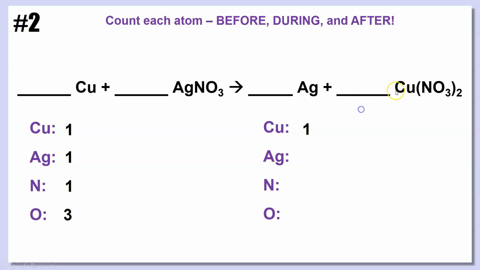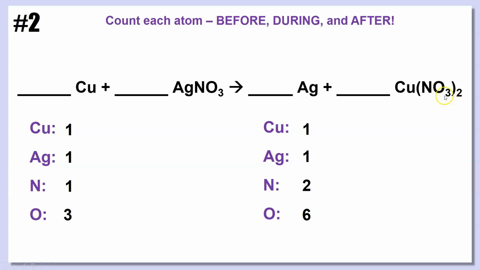On this side, I have 1 copper, 1 silver, but look, I have to distribute. There's 2 nitrates, so that means I have 2 nitrogens. If I distribute here, I have 6 oxygens. So I have a couple of things I have to fix this time. Personally, I like trying to leave the oxygens till the end, or at least as late as I can. I'm going to try to fix my nitrogen first.